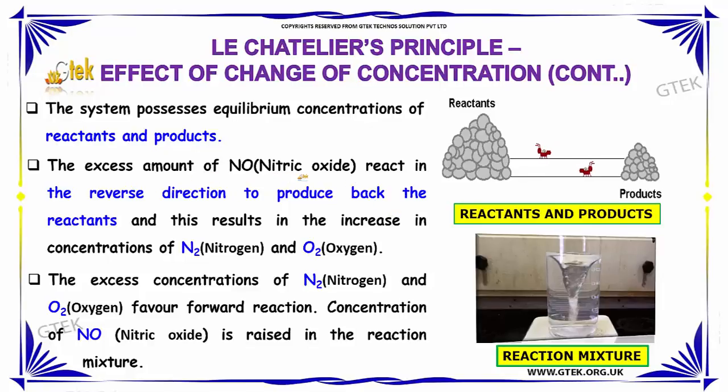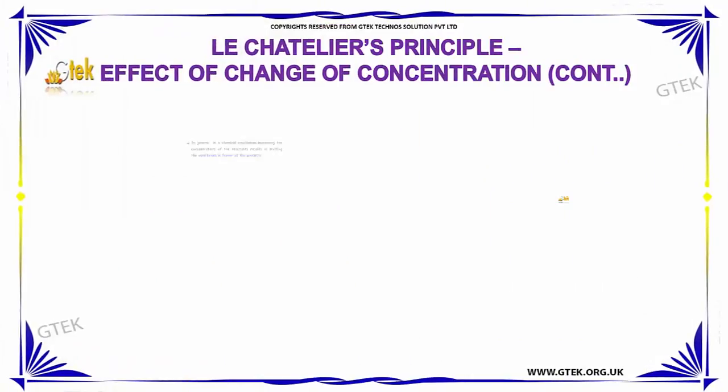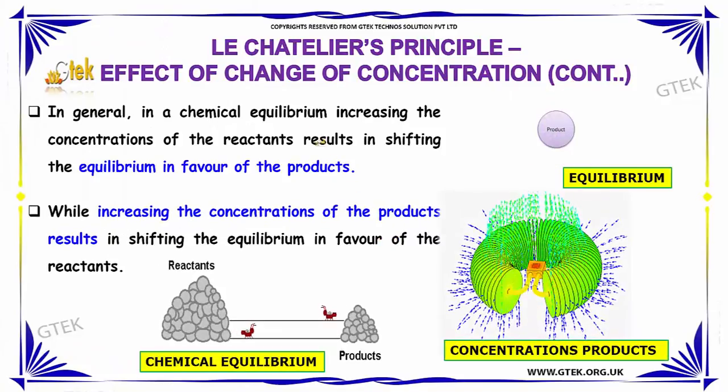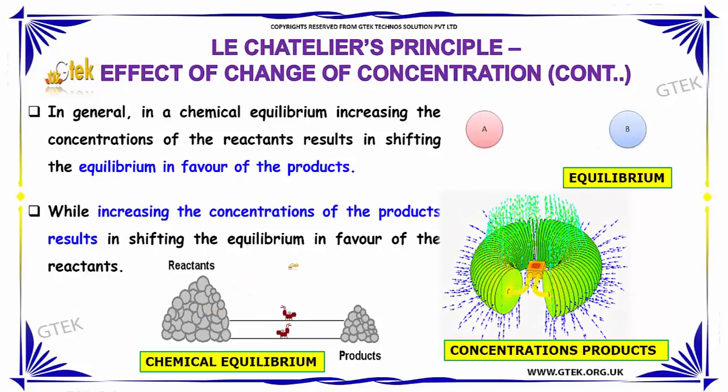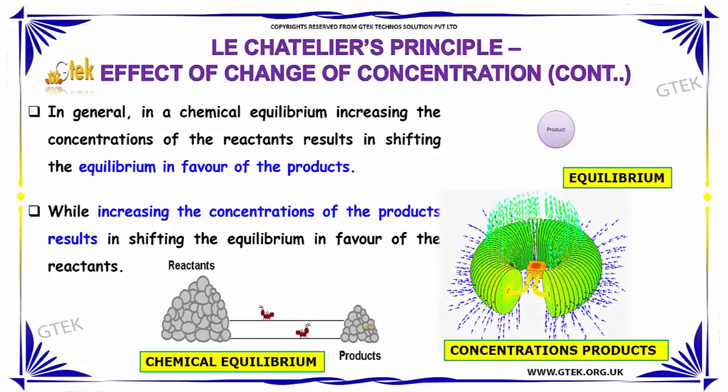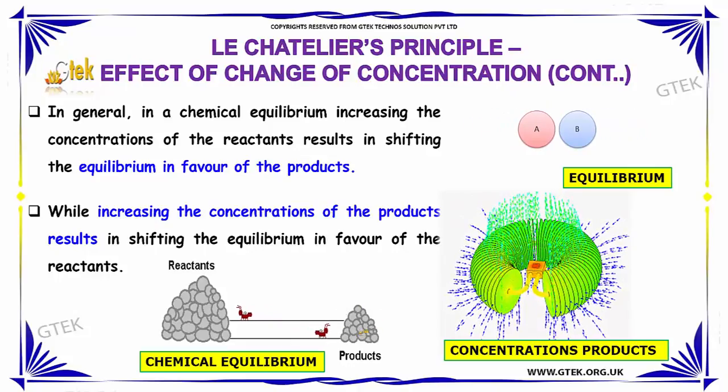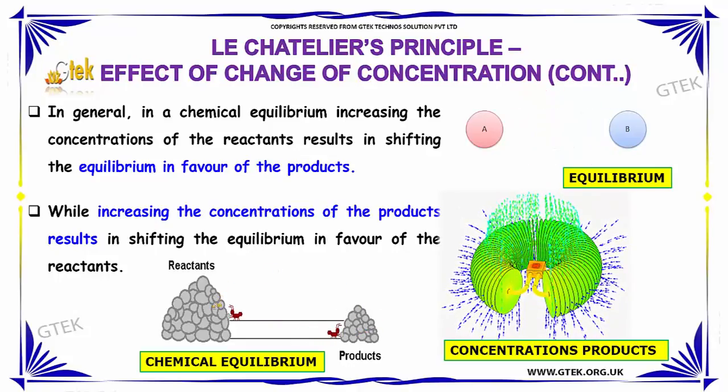So the excess amount of nitric oxide reacts in the reverse direction to produce the reactants, and this results in an increase in the concentration of nitrogen and oxygen. The excess concentration of nitrogen and oxygen favors the forward reaction, and the concentration of nitric oxide is raised in the reaction mixture. In general, in a chemical equilibrium, increasing the concentration of the reactant results in shifting the equilibrium in favor of the product, while increasing the concentration of the product results in shifting the equilibrium in favor of the reactants.